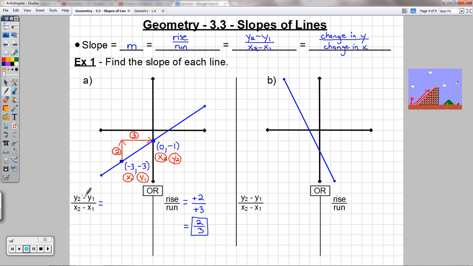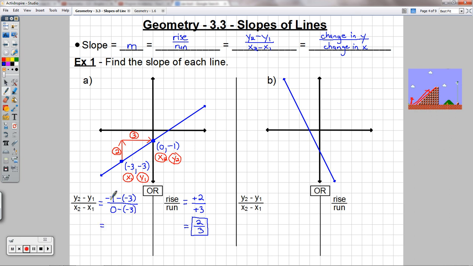So I've got y2 minus y1, that's -1 minus -3 on the top. Notice sometimes you have a minus a negative. The form itself has minus signs in it, so if you have a negative number, you have to subtract a negative. And then x2 is 0 minus x1, that's negative 3.